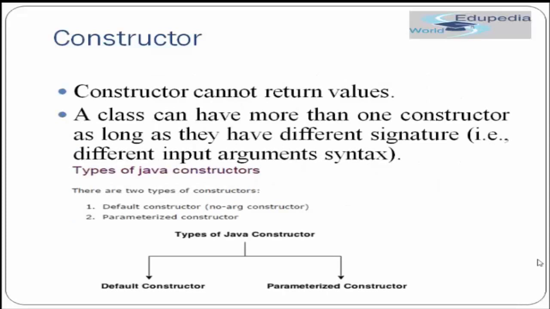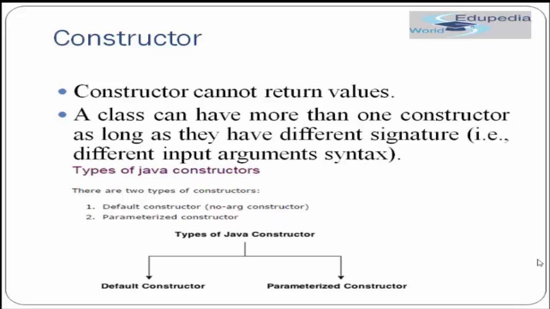Constructors cannot have return values. A class can have more than one constructor as long as they have different signatures, so like we have different input argument syntax. And in Java, we have two types of constructor: the default constructor, which is also called the no argument constructor, and the parameterized constructor, which can take arguments.